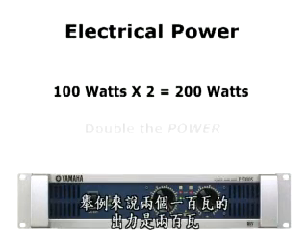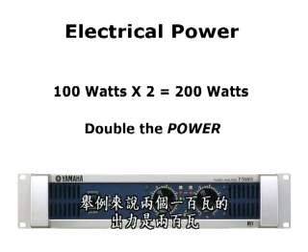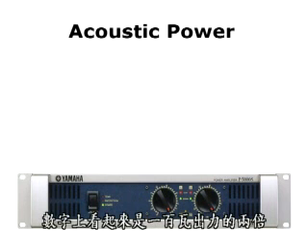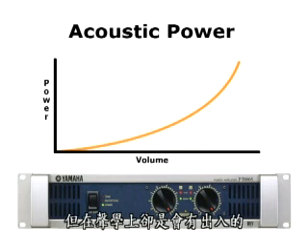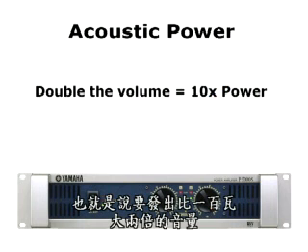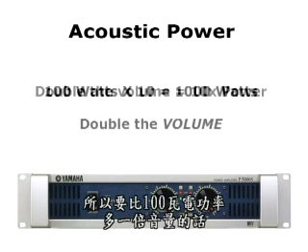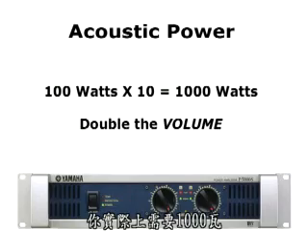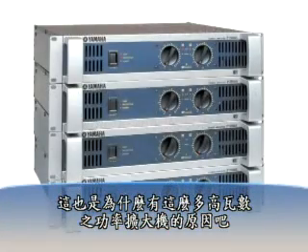200 watts may be twice the electrical power of 100 watts, but actually loudness or acoustic power follows a logarithmic scale, meaning every time you double the volume, a 10 times increase in electrical power is required. So to double the volume of 100 watts, you would actually need 1000 watts, which is why there are so many high-powered amplifiers to choose from.